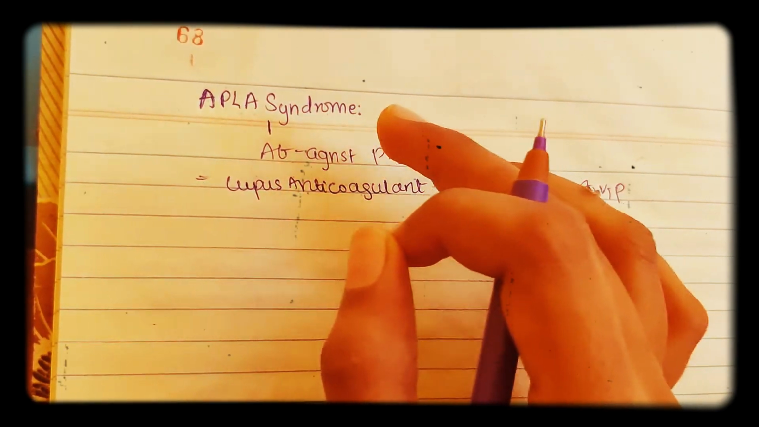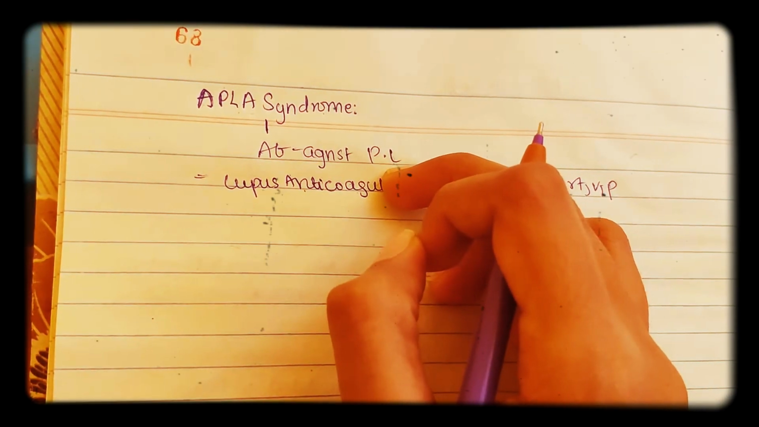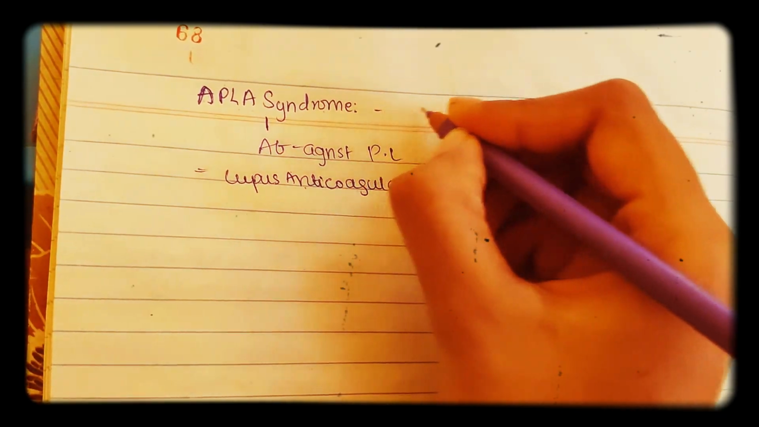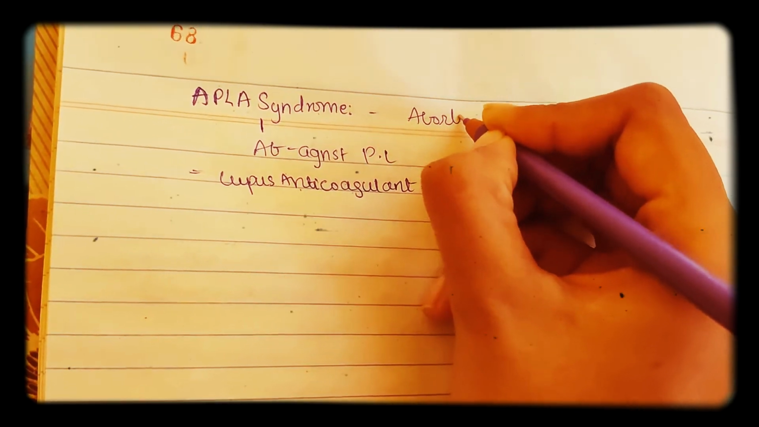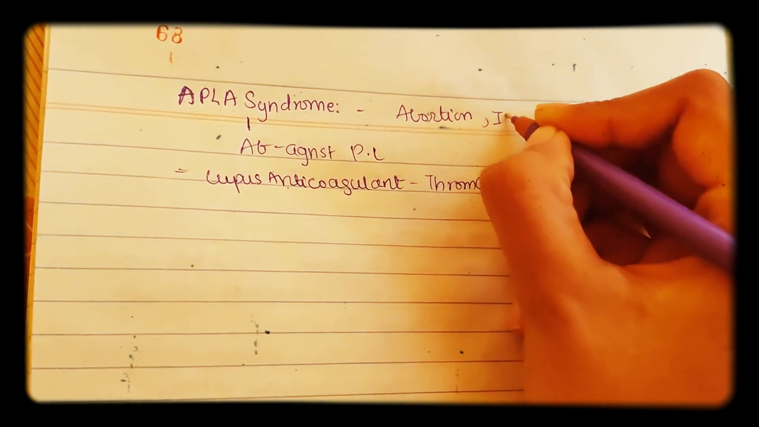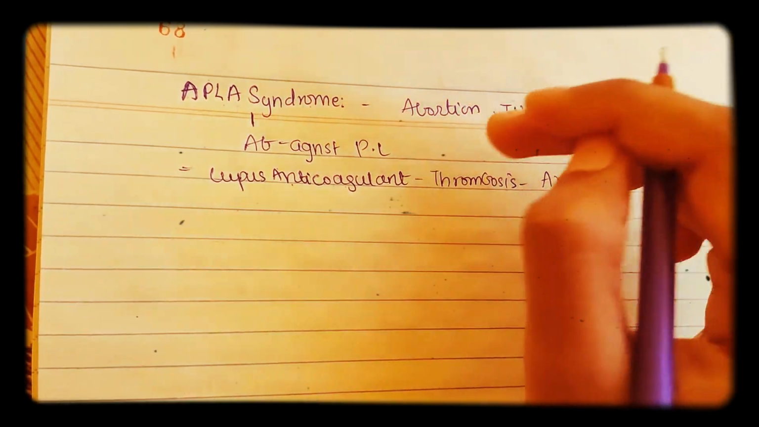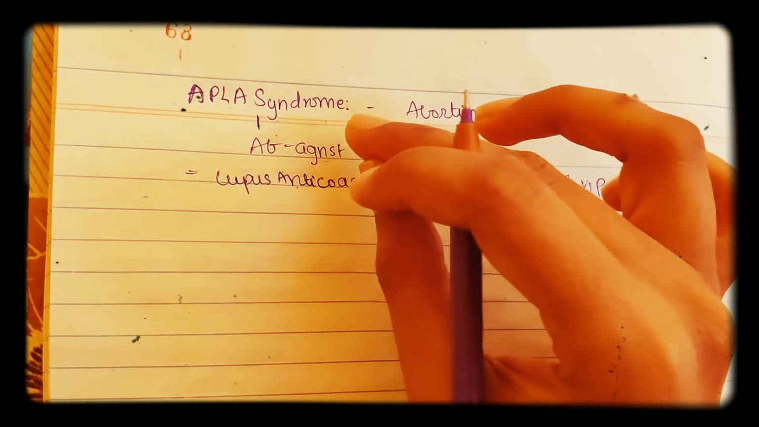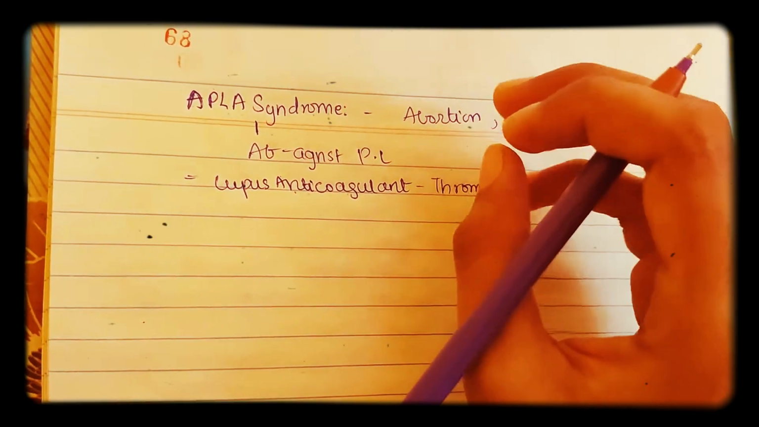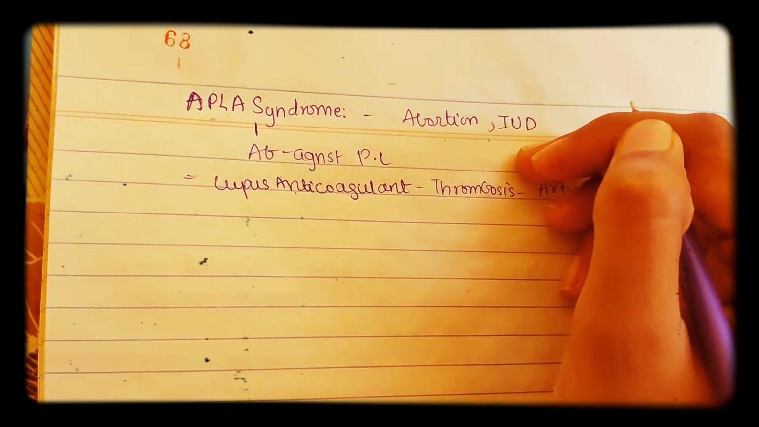So Apla syndrome is where antibodies are formed against phospholipids. Now coming to Apla syndrome, which can lead to abortion. Actually our main topic is abortion, right? So this Apla syndrome is leading to abortion, and also to intrauterine death. One thing you need to remember: in Apla syndrome, if it is less than 20 weeks, then it is leading to abortion. Greater than 20 weeks, it is leading to intrauterine death.